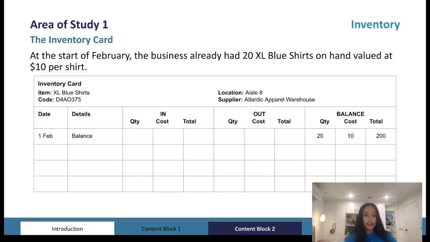And then under details, we have balance because it's the opening balance. And then under the balance column, we have the quantity, cost, and total price of the shirts on hand. And that's 20 shirts at $10 each, which is a total price of $200. So again, to get the total, we multiply quantity by cost.